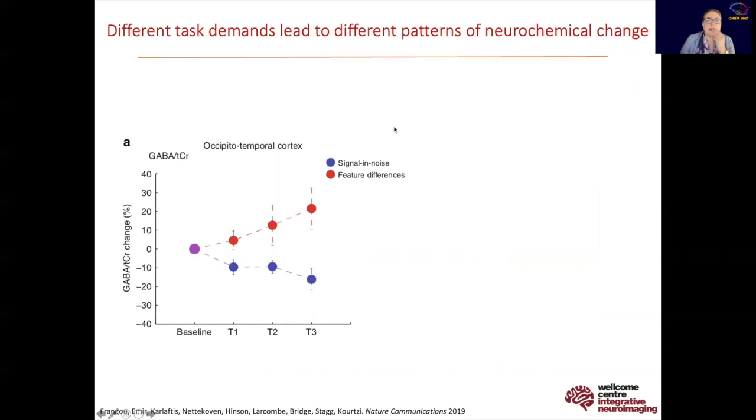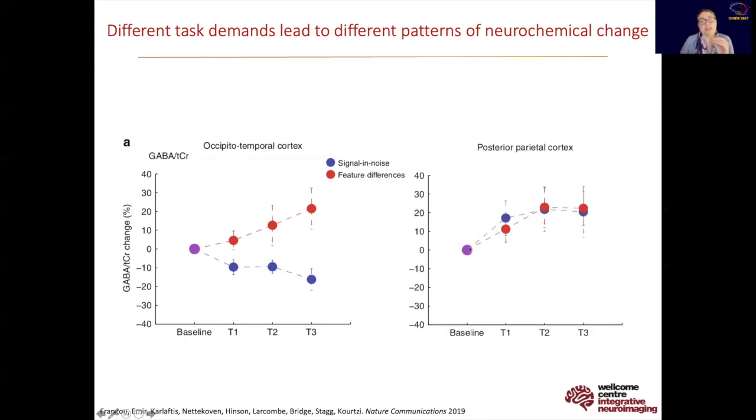So if we look in the occipital temporal cortex, what we see is a slight increase in GABA there during the feature differences task, which is a task we don't think relies on this area, and it's not significant. But as people learn the signal and noise task, you see a significant decrease in GABA in this region. And previous work from Zoe has shown that this is really where we would expect learning of this particular task to occur. And very nicely, we looked at the posterior parietal cortex, and we don't see very much at all. So we know there's no signal and noise learning going on here from her work.